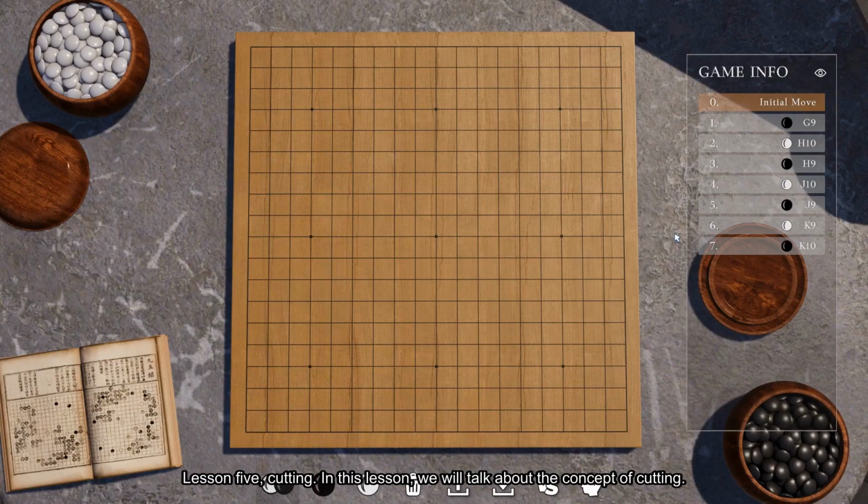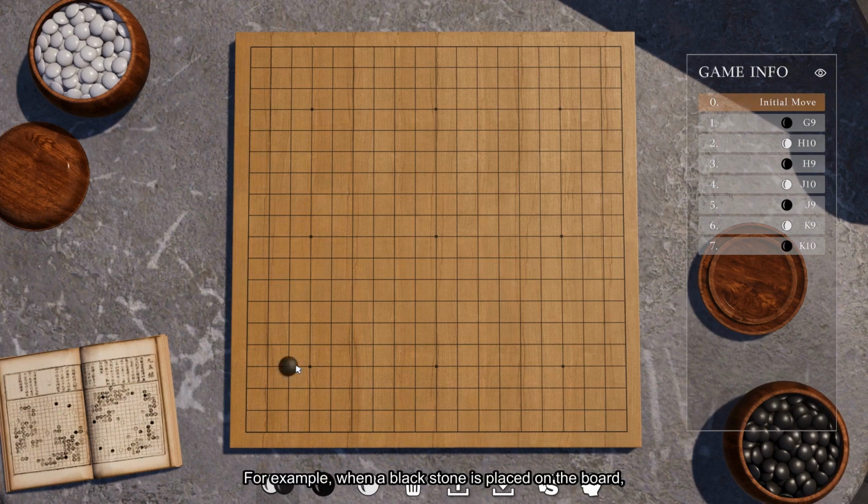Lesson 5. Cutting. In this lesson, we will talk about the concept of cutting. First, let's understand a concept known as the number of groups of stones. Let's first define exactly what a group of stones is. When counting groups, it usually refers to stones of the same color placed on the game board, where the stones are connected hand in hand. We would then refer to these stones as a single group.